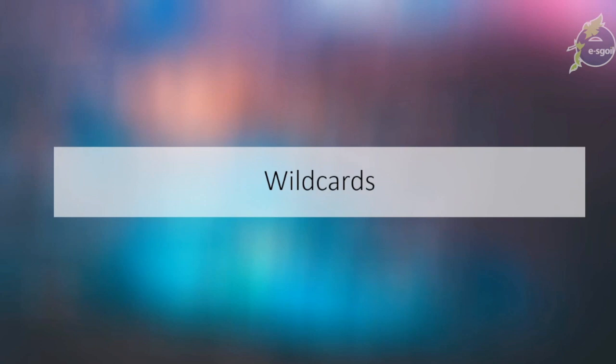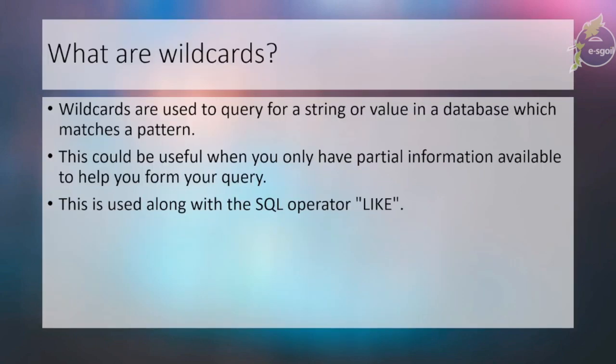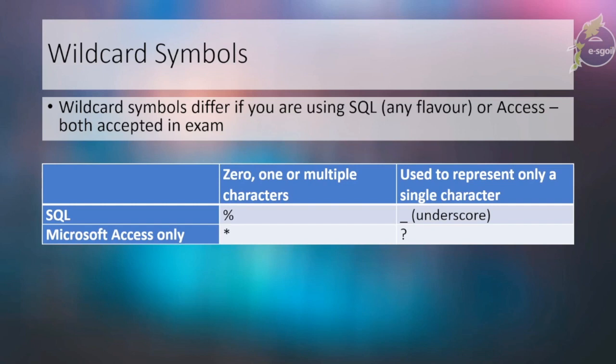We're now going to look at wildcards. We use wildcards to match incomplete strings in a query. This could be because you want to return multiple different values or because you don't actually know the full string that you're searching for. We use wildcards to make up patterns where characters can be substituted. We use the SQL operator like to do this. Just a quick note that wildcard symbols differ in Access to most other flavours of SQL, but both of them will be accepted in the exam.